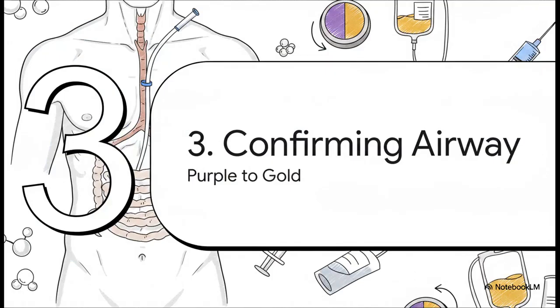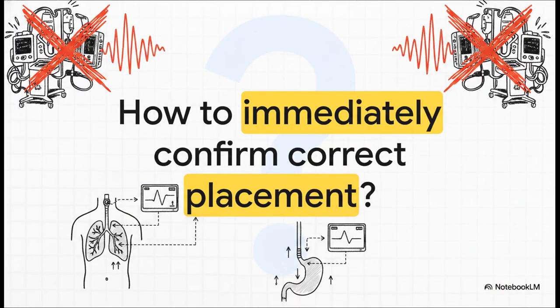Section 3. Confirming the airway. Purple to gold. Okay, the medications are in, the provider has placed the endotracheal tube, but how do we definitively know it's in the trachea and not mistakenly down in the esophagus? We certainly can't just rely on listening to breath sounds in a chaotic, loud ICU. The environment is just too noisy, and sounds can be super misleading. We need immediate, visual, completely objective proof that we are ventilating the lungs, not inflating the stomach.